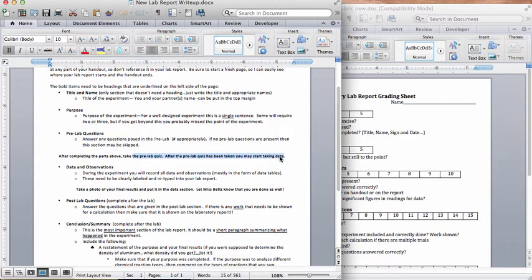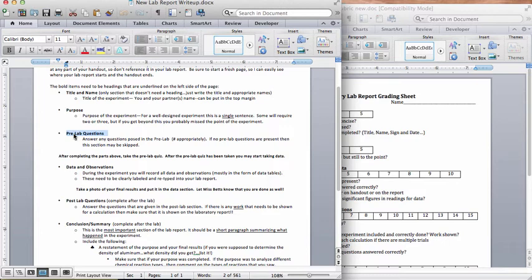So when you see that you have a lab report you have to write, you open the lab handout, you put it in Notability, you read the purpose, you read the procedure, you do the purpose for your lab report, you do any pre-lab questions you have to do, then you take your pre-lab quiz.